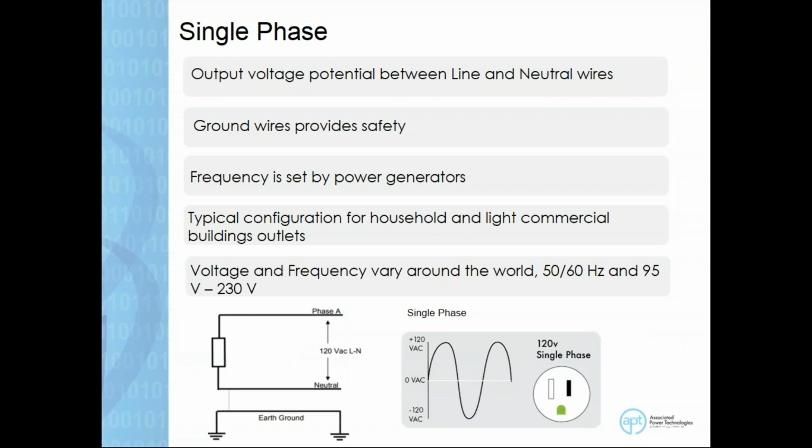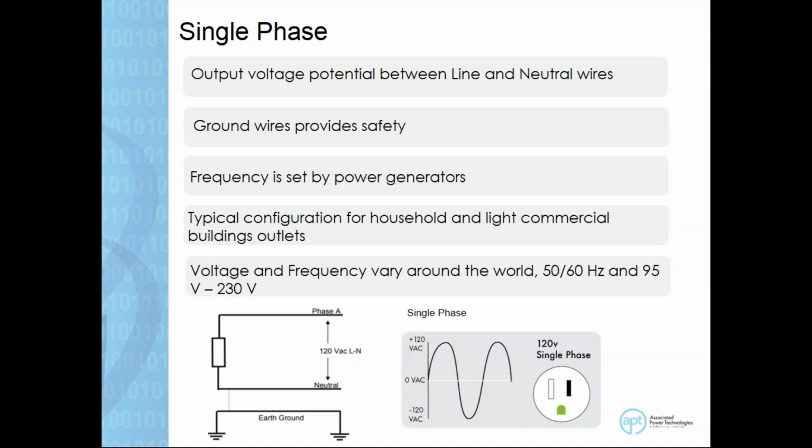Let's discuss these in detail. So when you have a single phase output or single phase requirement, usually the single phase outputs are meant to be line and neutral. Now the voltage presented by the outlet is between line and neutral. The ground is there for safety, for any fault current that may require to be routed to ground. So in a single phase configuration, you have 3 wires, a line, a neutral, and ground.